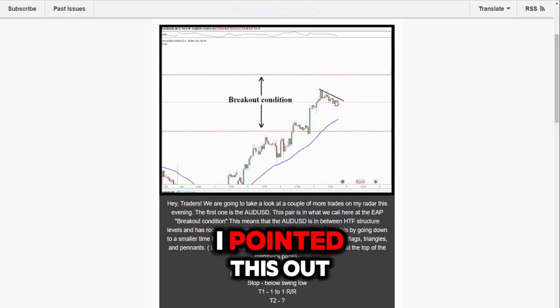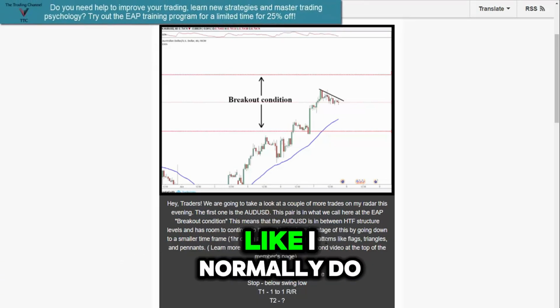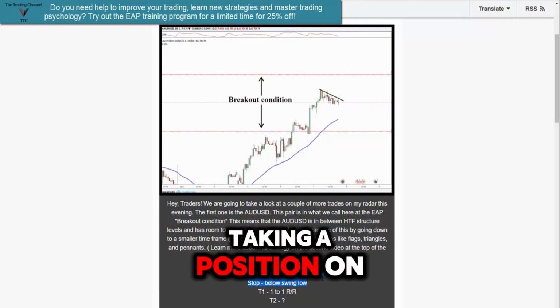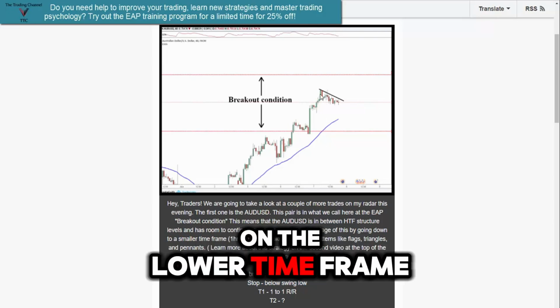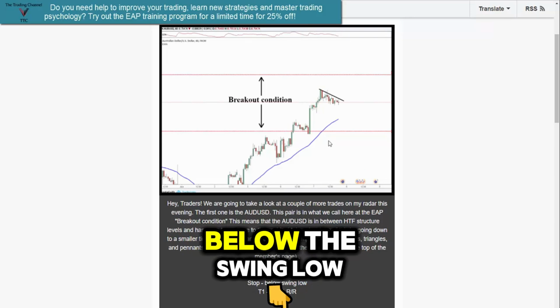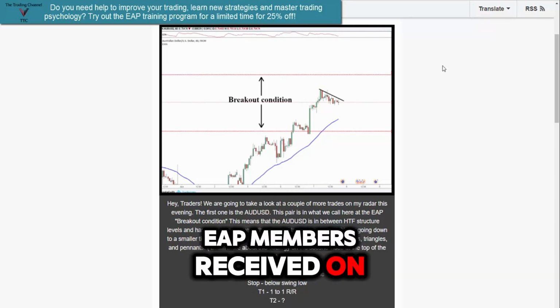Now, as you can see, I pointed this out before this market broke out, so I wasn't able to give exact entry, stops and targets like I normally do on the EAP analysis, but I was able to tell traders that I would be taking a position on a breakout on the lower time frame, pointed out in the illustration above, with a stop loss below the swing low. So this is the EAP analysis that all EAP members received on the night of June 7th.